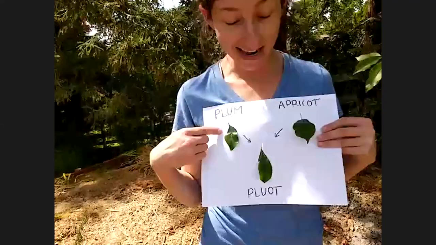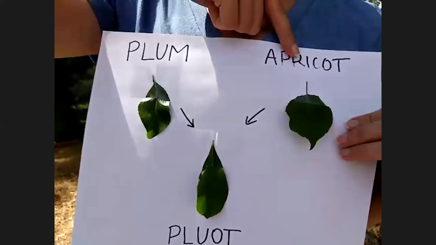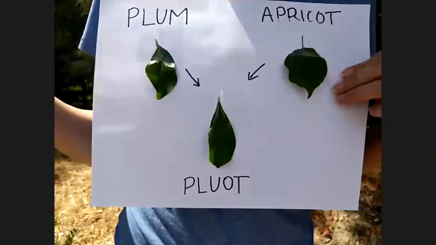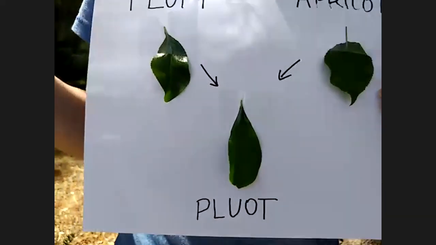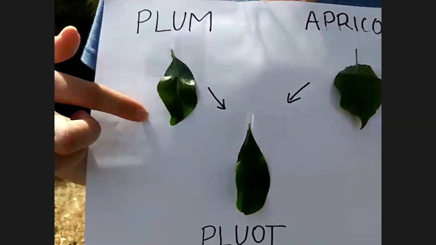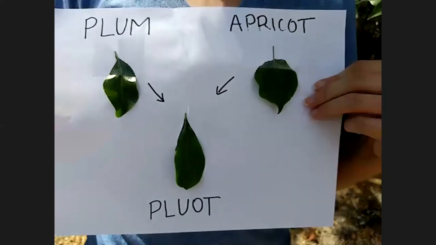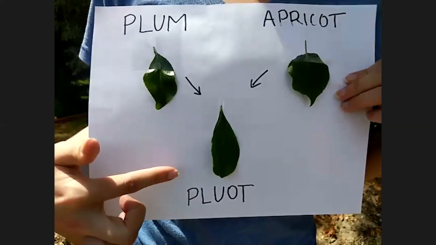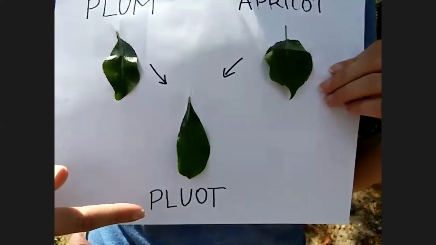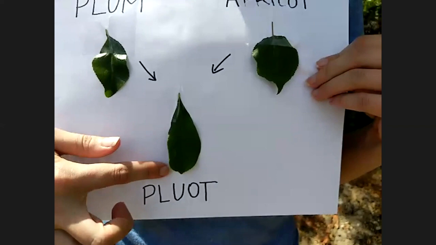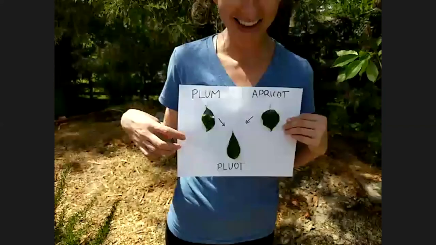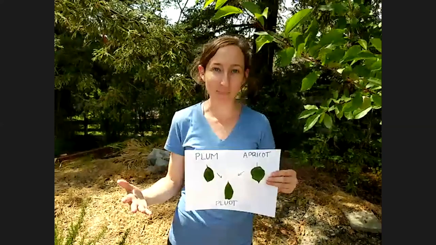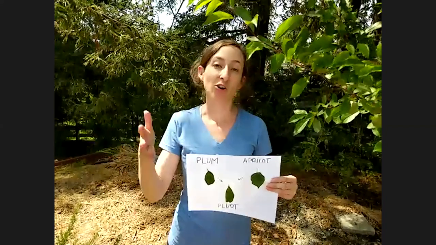And so to illustrate that in the leaves, I picked a plum leaf and an apricot leaf. And so you can see how they differ. The apricot leaf has a pointy tip and a very broad leaf, whereas a plum has a more rounded tip at the bottom. And if you look at the leaf of a pluot, which is a cross between the two, you can see it's more narrow, like a plum leaf, but it has a very pointy tip, like an apricot.